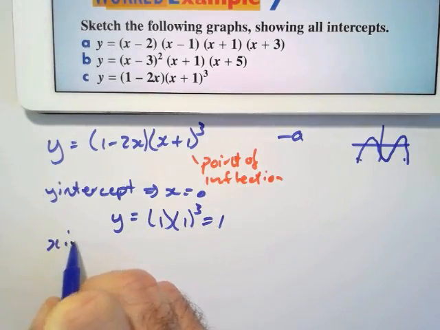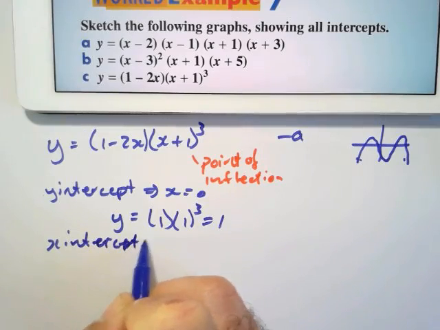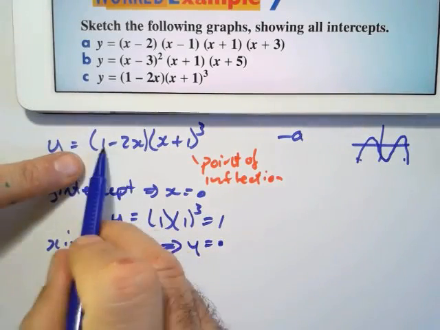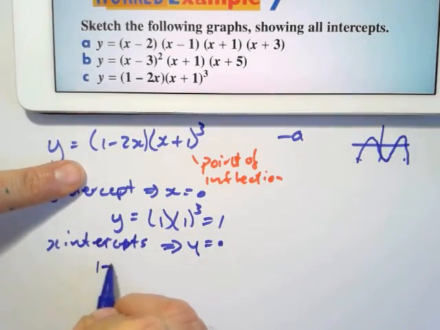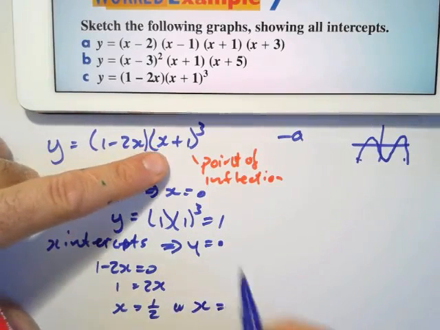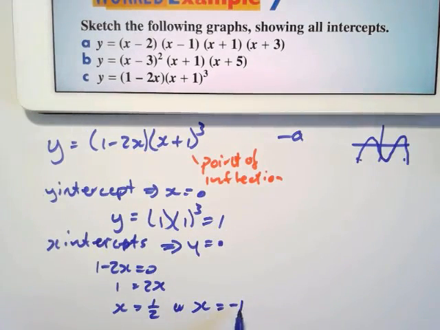My x-intercepts. My x-intercept is where y equals 0. It means that this thing is 0. So 1 minus 2x equals 0. 2x goes to the other side, becomes 1 equals 2x, and then I divide by 2. So x equals 1/2, or for this thing to be 0, x equals negative 1. And x equals negative 1 is going to be my point of inflection.